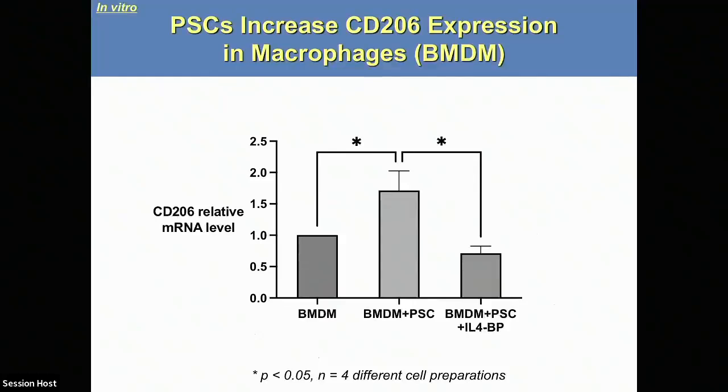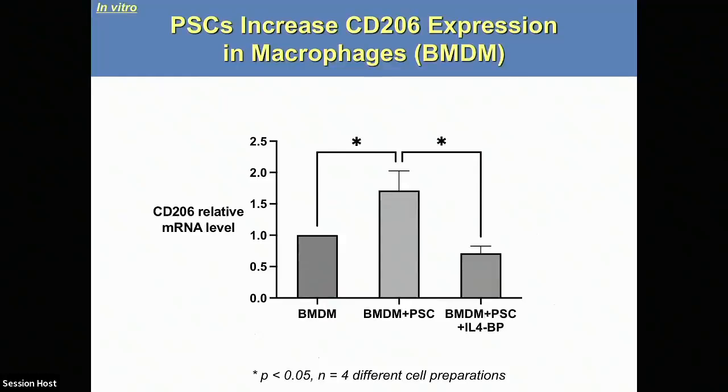To look at the effect of stellate cells on macrophages, we cultured the bone marrow derived macrophages by themselves or co-cultured with stellate cells. We then measured CD206 as a marker of M2 polarization. As shown on the slides, the stellate cells significantly induced CD206 in the macrophages, suggesting an M2 phenotype.